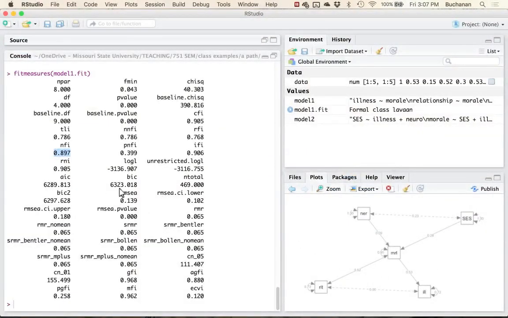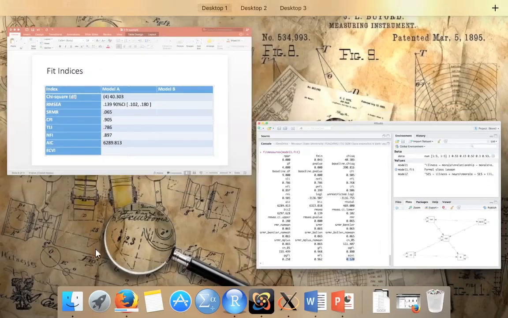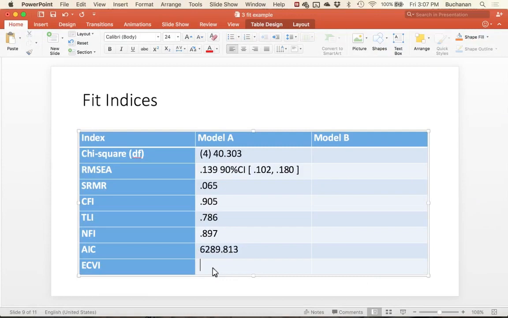But there's actually a couple of different types of BIC. There's RMR. Now, when you're looking for RMR, that's not the same thing as SRMR. In this particular example, they happen to be exactly the same, but it's not always going to happen. There's like 10 different RMRs. And then the ECVI is here last. So 0.12.